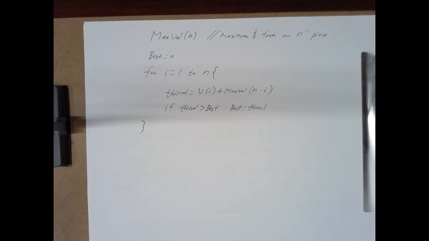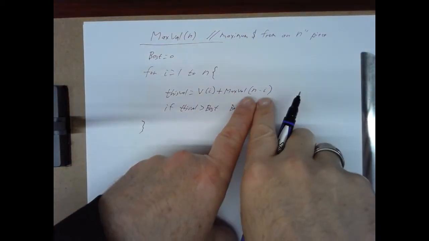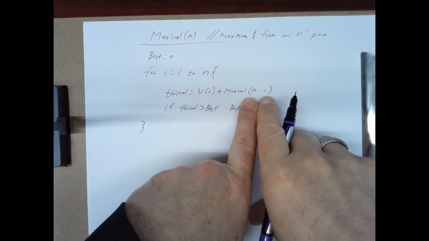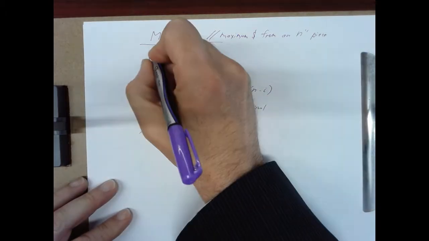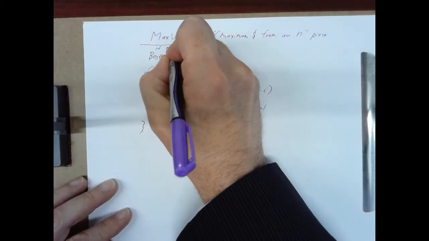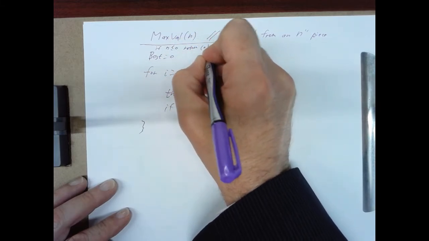So what's missing in our MaxVal function? Base case. Good. Always a base case, because we're going to keep calling it with smaller and smaller values of n. And there's a possibility, possibly not in here, that this is going to go negative. So let's just throw a simple base case in. If n is less than or equal to 0, return 0.